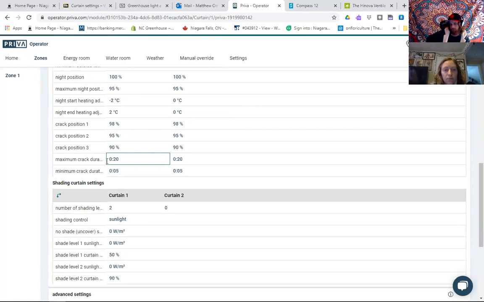So our maximum crack duration will wait 20 minutes. And if it exceeds that 20 minutes, it's not going to go to the next step until we're absolutely satisfied.